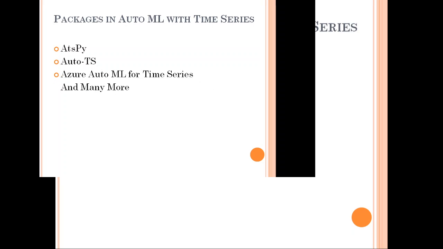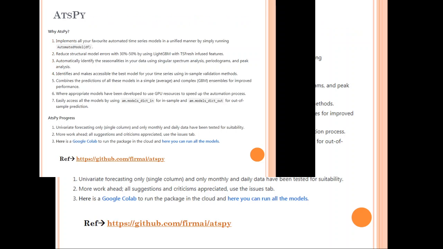So I'm going to talk about two specific algorithms here. One is the AtsPy, and the AutoTS, and there is one more which is the Azure AutoML, but we'll park that aside and talk about it some other day. So let's start with the AtsPy. What is AtsPy? AtsPy is an open source offering for automated time series modeling. So why AtsPy? The quick points are already written here.